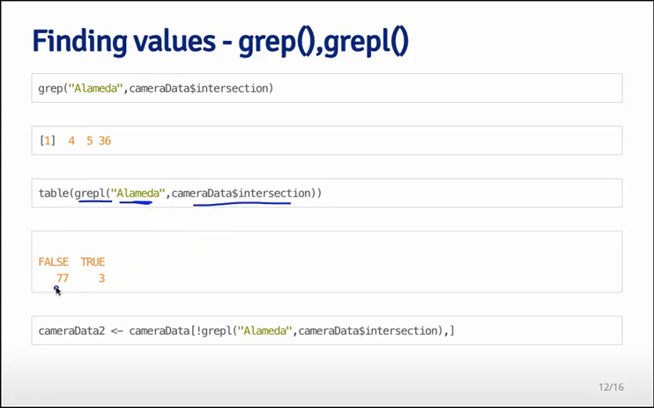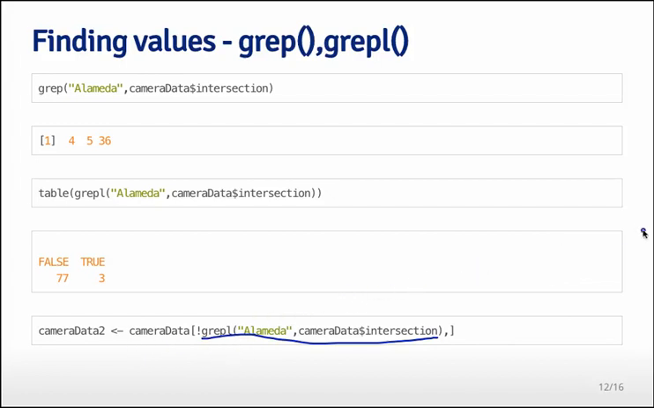And so in this case, you can see that in 3 of the times, the Alameda appears. And so if I make a table of the true and false values, it's true 3 of the times. The other thing that you can do is you can sort of subset. So for example, suppose I want to find all the cases where Alameda appears in the intersection, and then I want to say if Alameda doesn't appear, then I want to subset to only that subset of the data. I can do that using this grepl command.